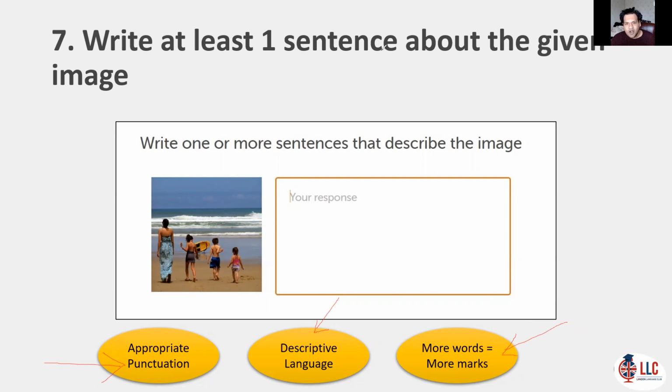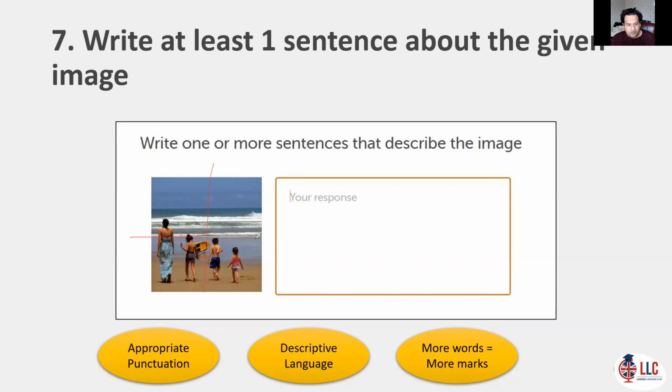It doesn't matter how many sentences you use, as long as you have at least one. They will count the number of words that you use to describe the photo and then put a score to it. Now, how do you solve the question? There is a saying that a photo describes 1,000 words. That's true. So in this photo, you can see there are a lot of things going on.